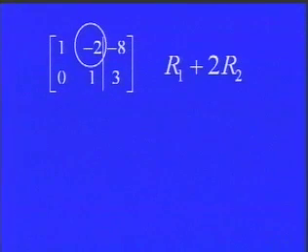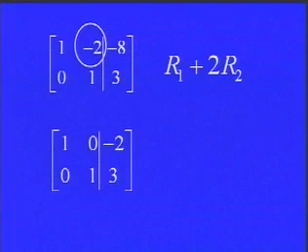Okay, and if you'll do row 1 plus 2 times row 2, that's going to give you a 0 in that position. It's also going to change the -8. It's not going to be a -8 anymore. It's going to be a -2, because I want to go 2 times the 3 and add that to the -8. That's how I get a -2 up there.